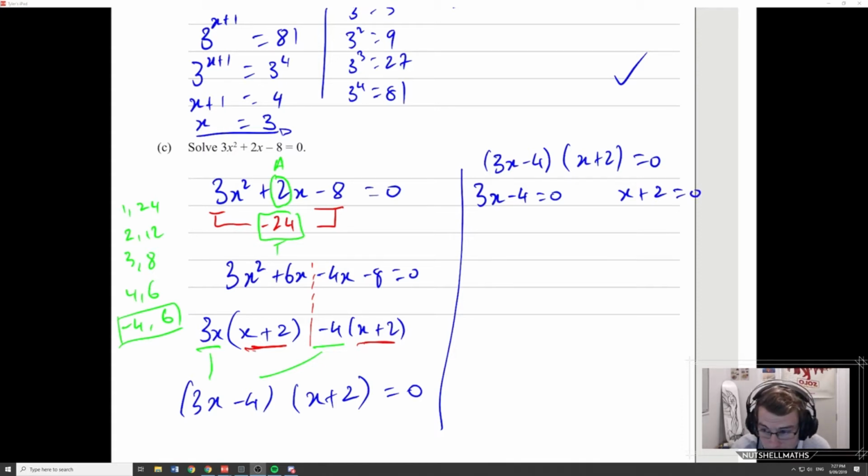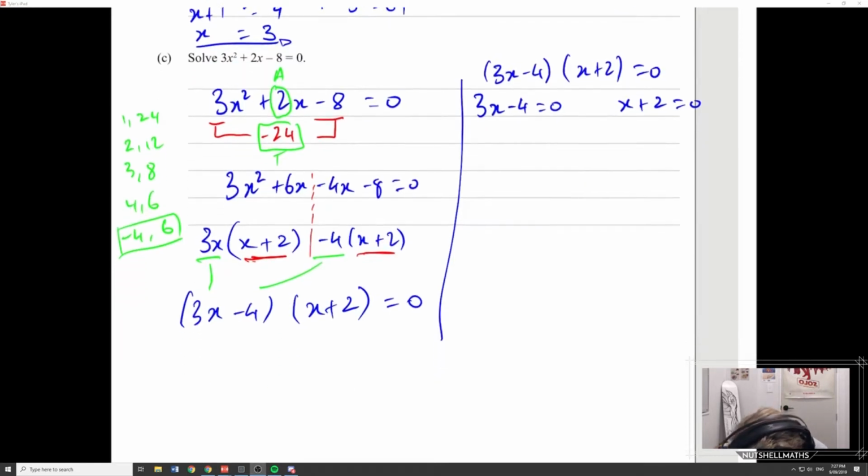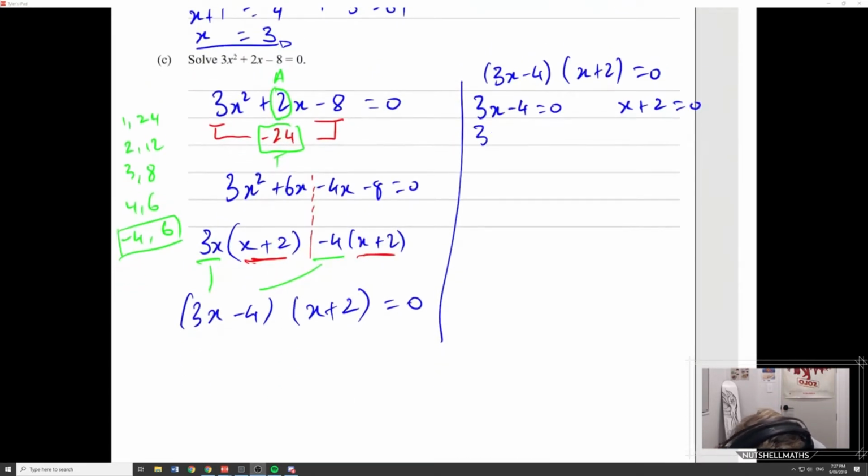So let's solve the left one. We're going to have 3x. I move this 4 across and add it. And x is 4 over 3. Done and dusted. And the right hand side we're going to have x equals minus 2. That's one, that's the other.